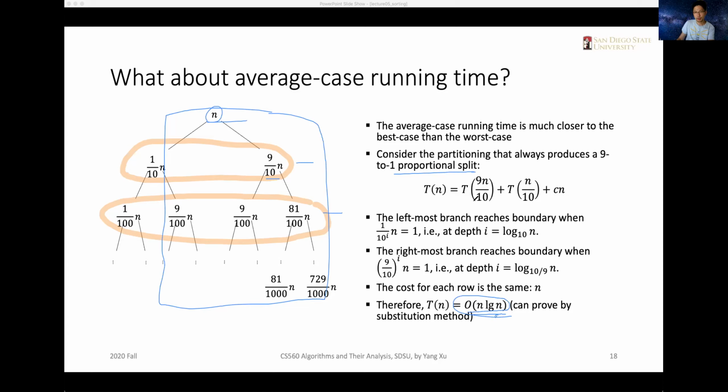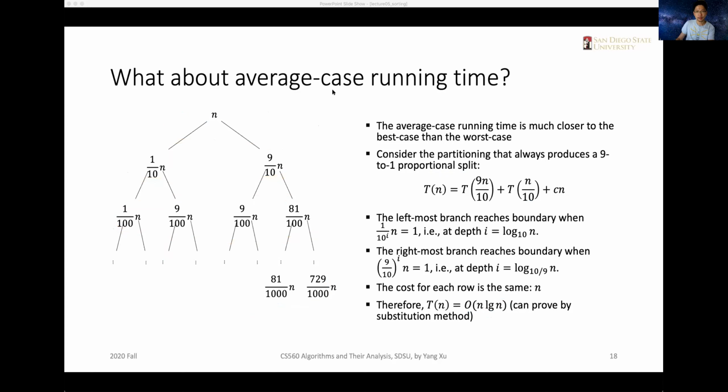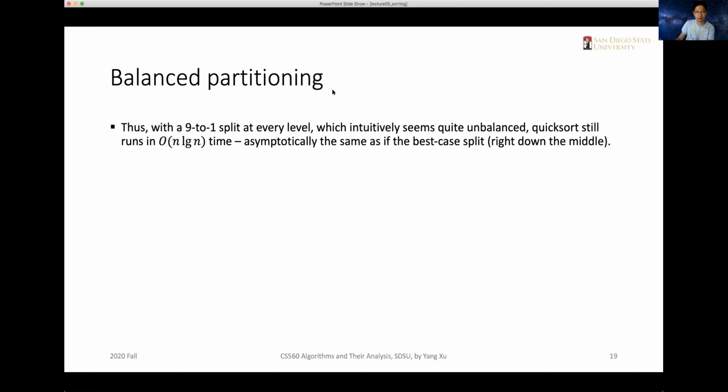Okay, so this result can be pushed towards an even more extreme case. Say we are doing a 99-to-1 proportional split at each level. We can still have an acceptable result, because that results in the same recursion tree but with more unbalanced branches. It seems quite unbalanced, but Quicksort still runs in big O of n times logarithm of n.